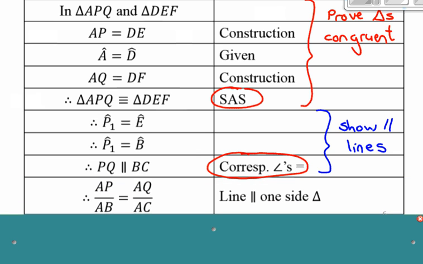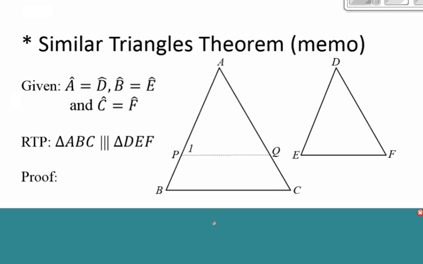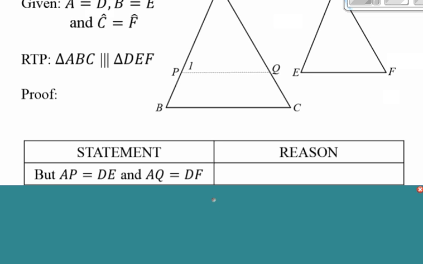Okay, so we know that they're equal because the line is parallel to one side of the triangle. However, hang on a second. Let's go on to your next page. We know that AP is equal to DE, and that AQ is equal to DF.